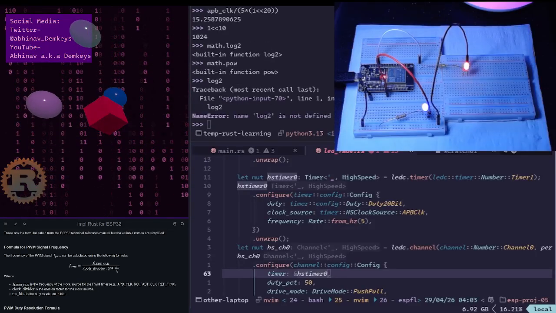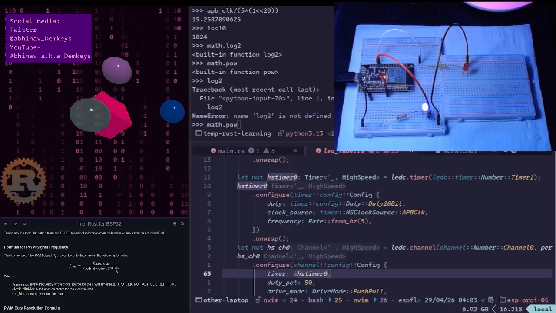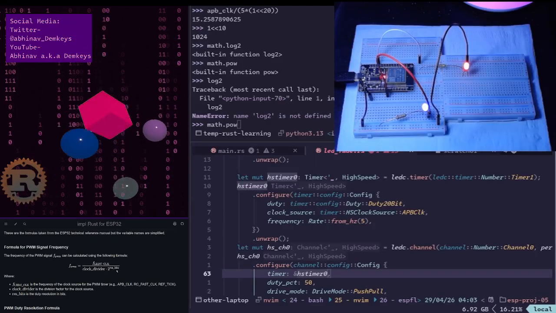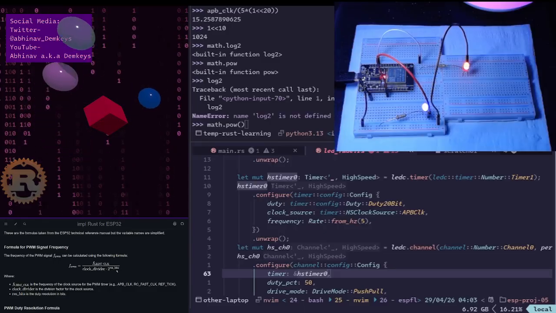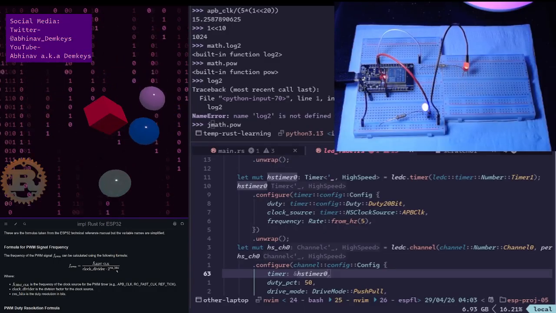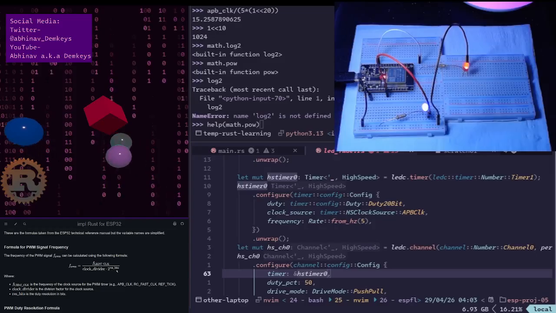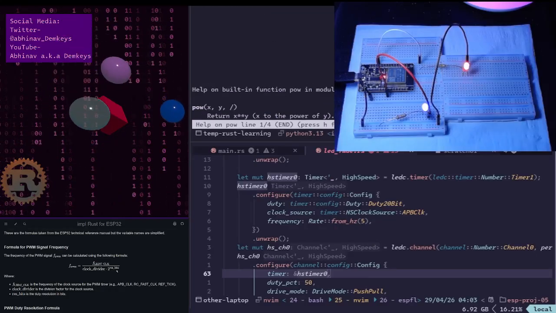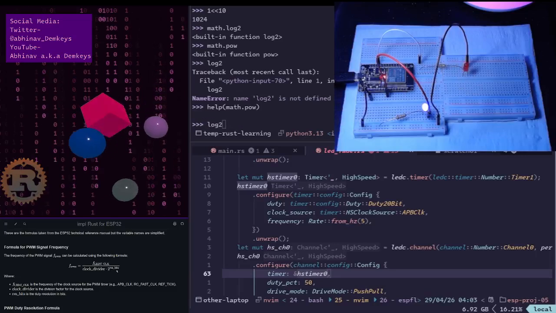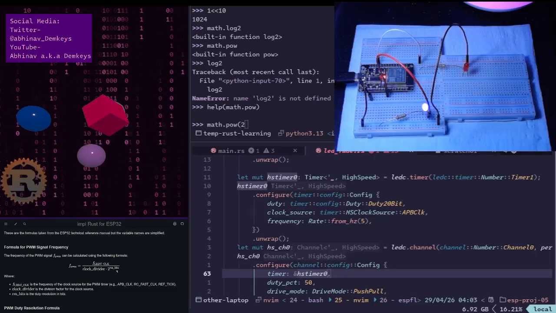Yeah, okay. I needed to import math. Okay, power of, I don't know what the variables are here. Oh, x and y. So x to the power of y. Okay. Right. So that would be 2 to the power of 20, which is that.